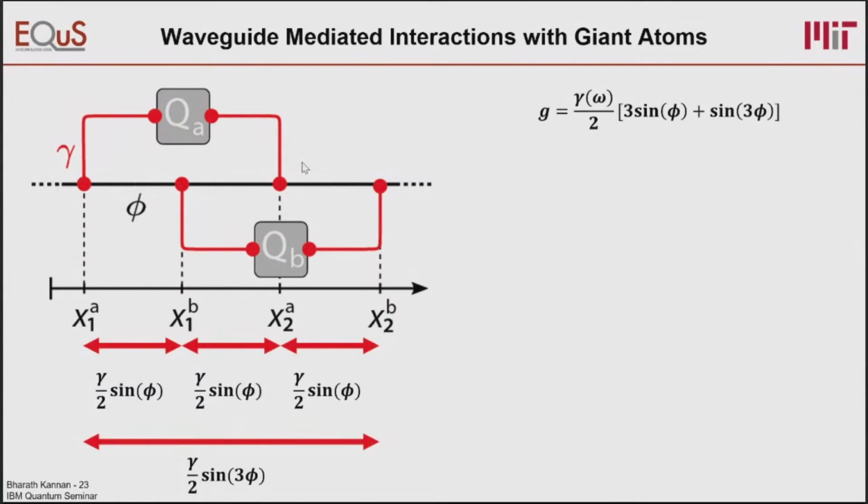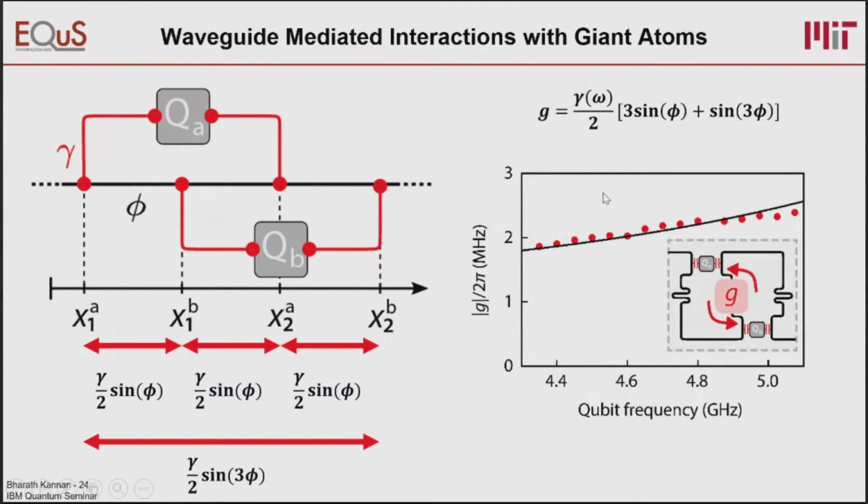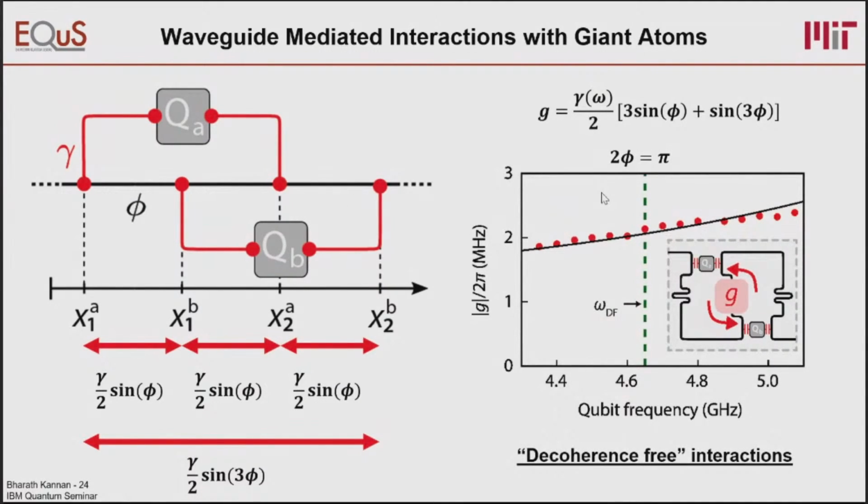And in order to measure what this exchange interaction strength is, we perform qubit spectroscopy and measure the avoided level crossing formed when one qubit is swept onto resonance or past resonance with the other. And then the splitting essentially tells us what this g is. And we can go ahead and do this, once again, as a function of qubit frequency. And what we find is a curve that matches what our theory predicts. But the important thing here is if we look at this decoherence-free frequency, we still have a finite exchange interaction.